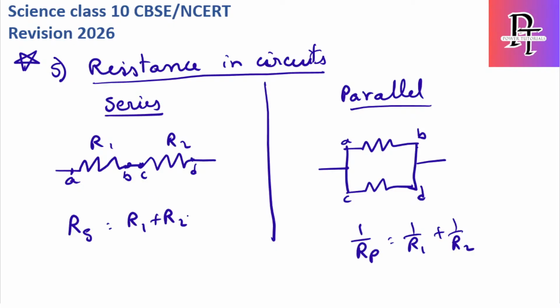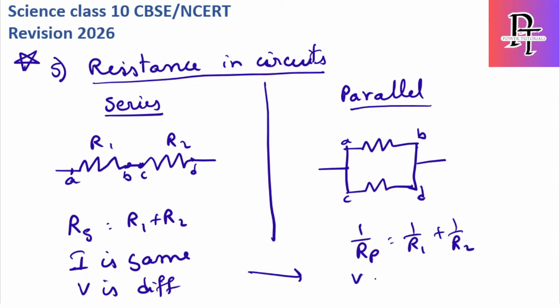So for resistance in series and parallel, R series is equal to R1 plus R2, and 1 by R parallel is equal to 1 by R1 plus 1 by R2. One more point: for series, current is the same and voltage is different, just the opposite of a parallel circuit. Here voltage is the same and current is different.